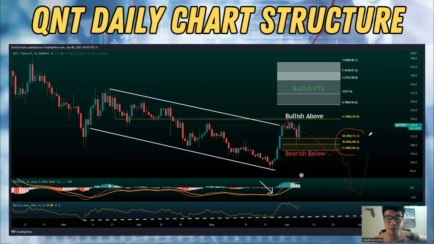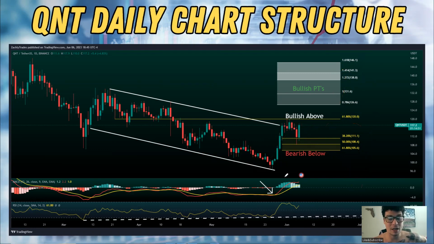Now we're still above our major retracement levels of support after this big push up. We did bounce here off the 50% retracement, and if we can break through this 120 level, we do have bullish price targets here of 126, 131, 138, 141, and 146. We'll just have to see how strong this wave 3 wants to really be if we do end up getting a bullish 3-wave count here.